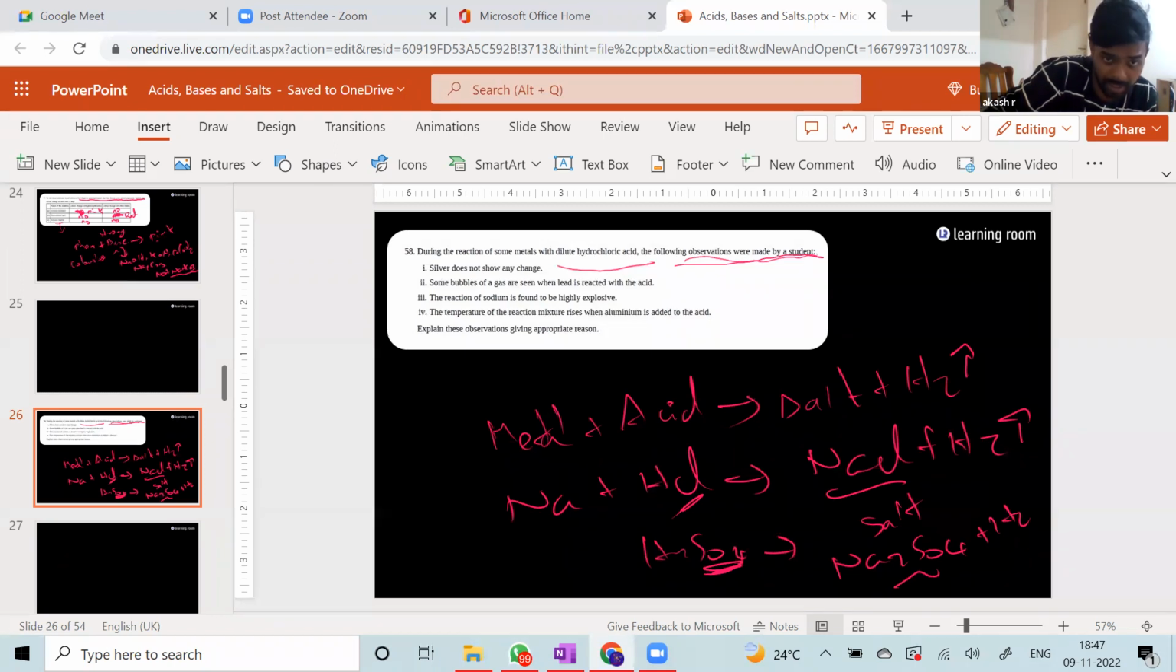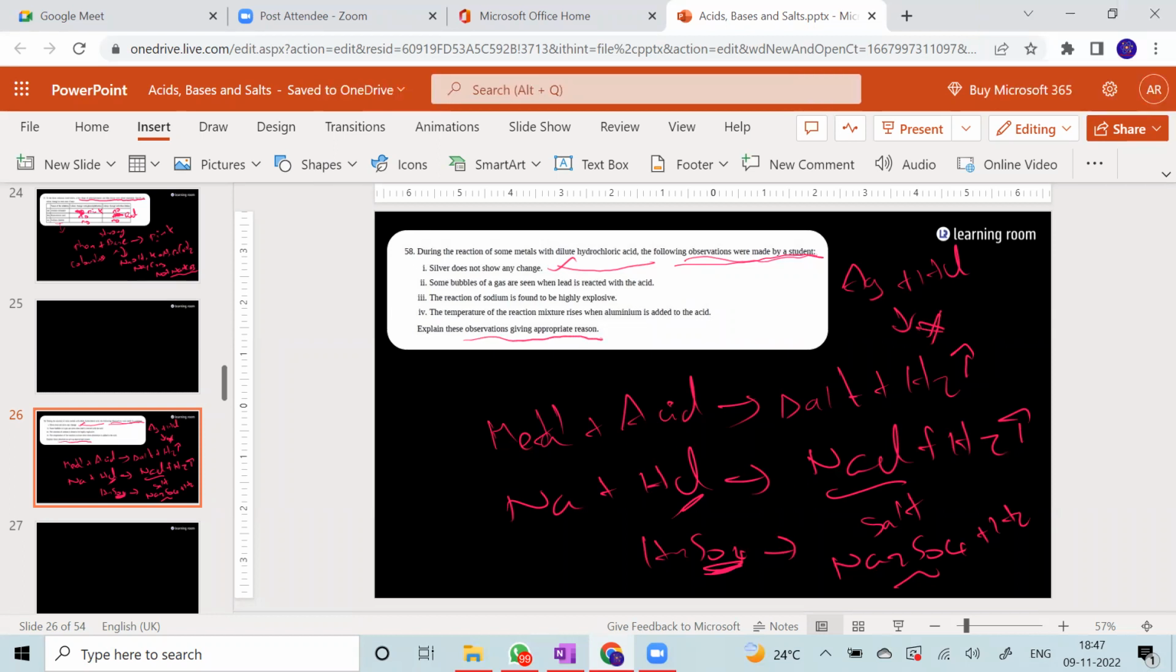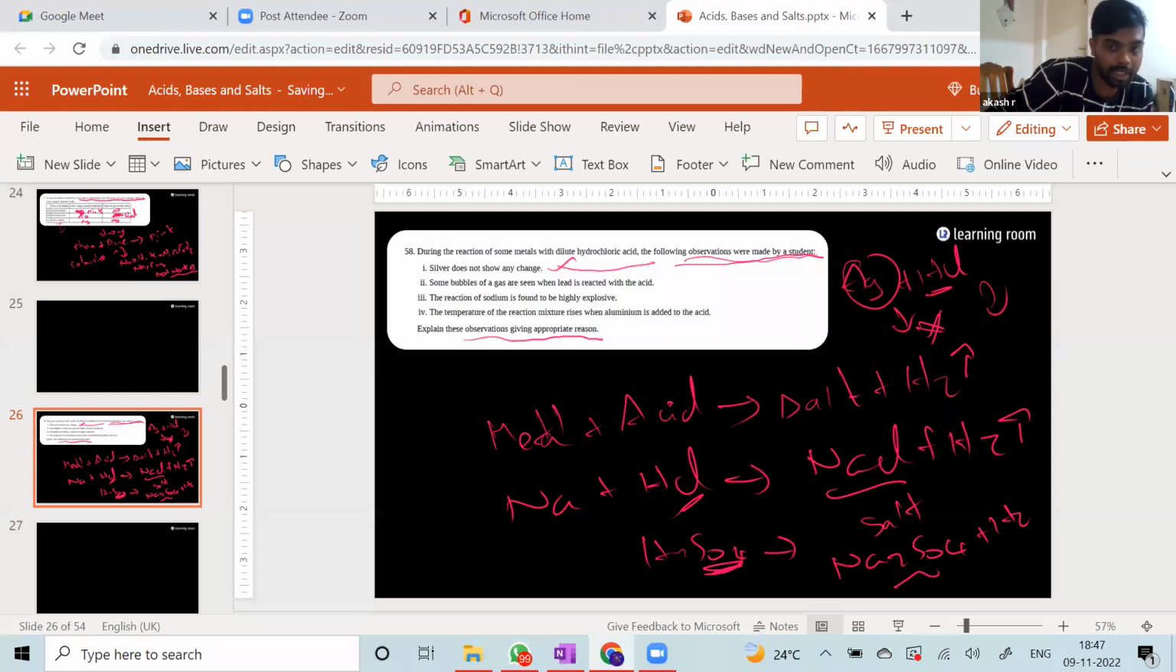He says that silver does not show any change. Now, what happens when I have silver reacting with HCl? They say that the reaction is not happening. Is it true or false? That means it is observed. They're telling us to explain these observations with the appropriate reason. Why is it not happening? Silver is less reactive than hydrogen, so it cannot replace hydrogen from the compound. This is a displacement reaction, where one should be more reactive and the other less reactive, but silver, Ag, is less reactive compared to hydrogen, so this reaction won't happen.